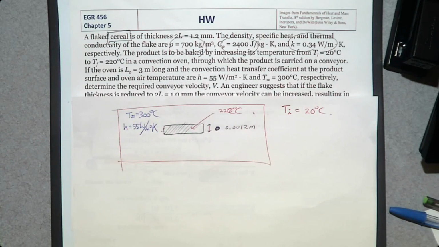Pretty high to be in just the quiet air. So you can say it's not just an oven, it's a convection oven. So this fan is blowing air, increasing the velocity, trying to increase the h value.